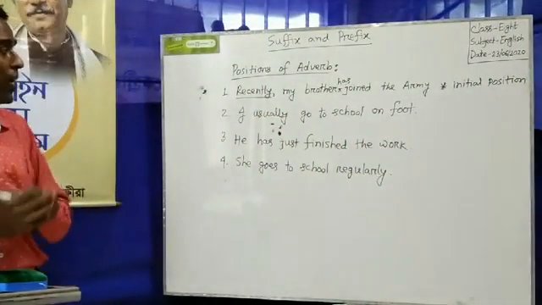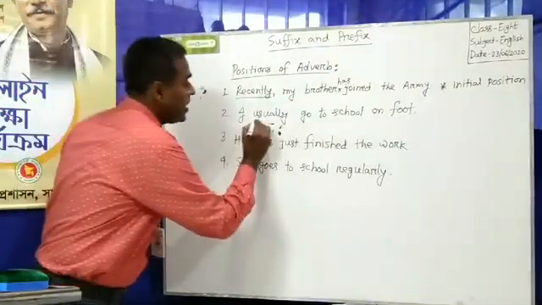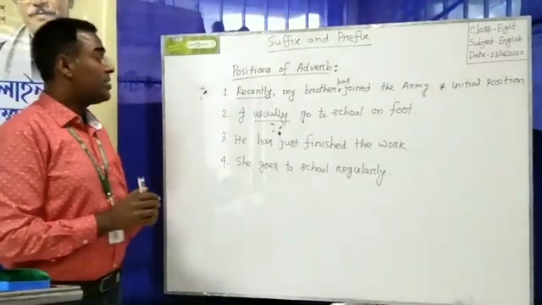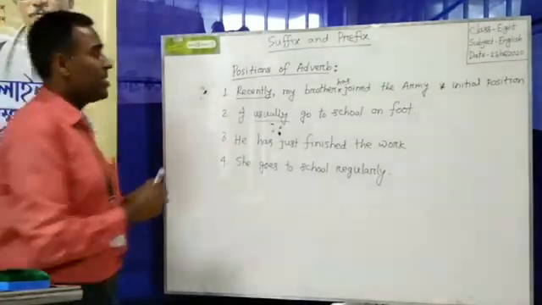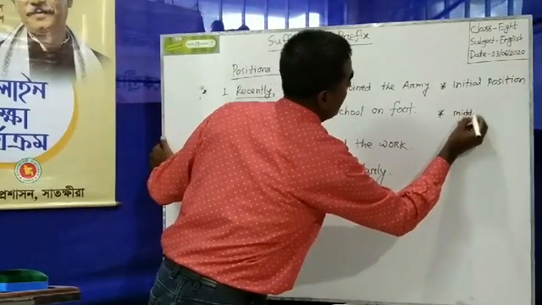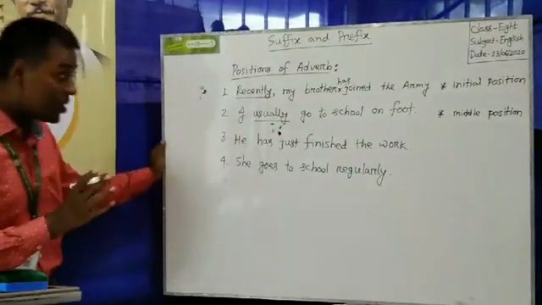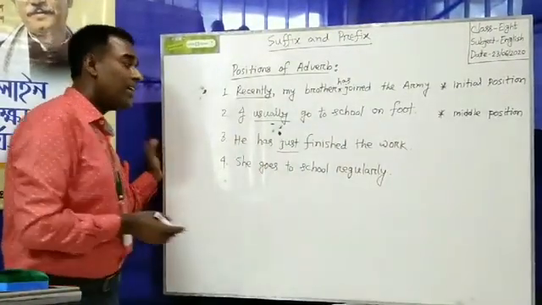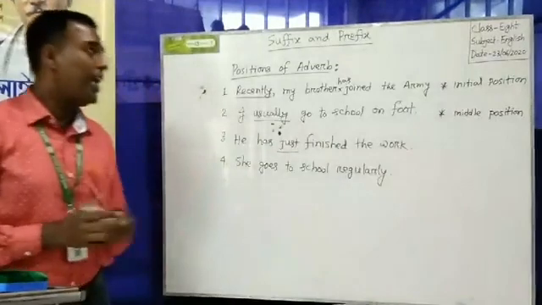Now, look at the second one. I usually go to school on foot. Here, usually is an adverb. And it is the middle part of the sentence. So, what is the position? Middle position. Now look at the next one. He has just finished the work. Here just is an adverb. And it's also the middle position. So we need not write it down here.